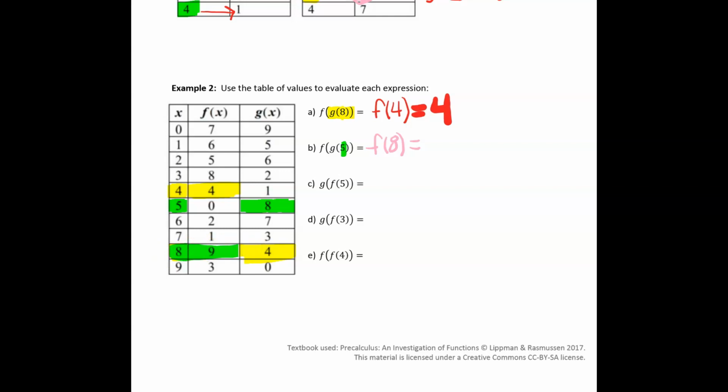And so you see, little steps at a time, they just compacted this into one table instead of writing those x values in 2 separate ones. And so f of 8 gives me 9.